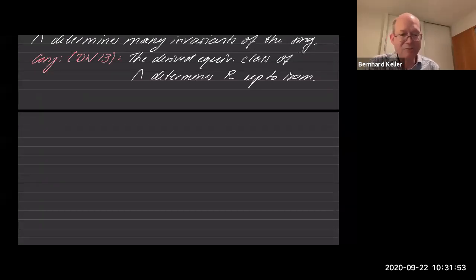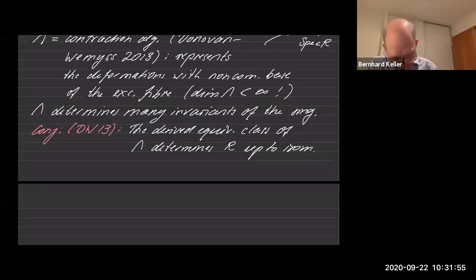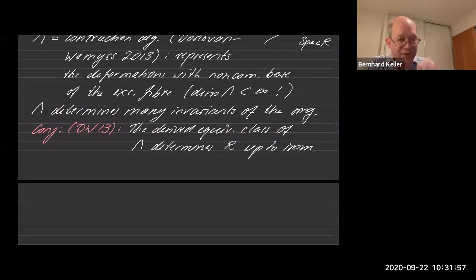Okay, we cannot quite prove that, unfortunately, but we can prove it if we add in some extra data. Namely, it turns out that this contraction algebra is the Jacobian algebra of a quiver with potential.